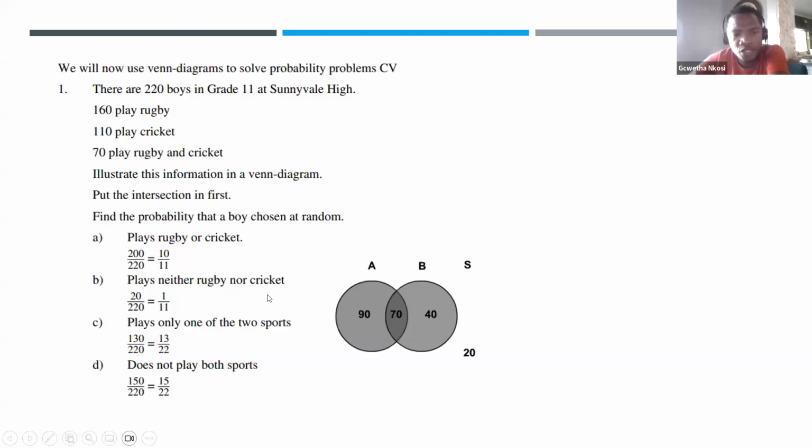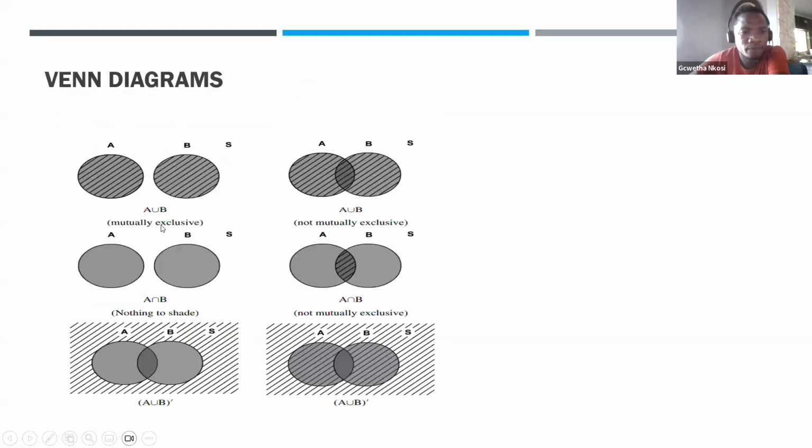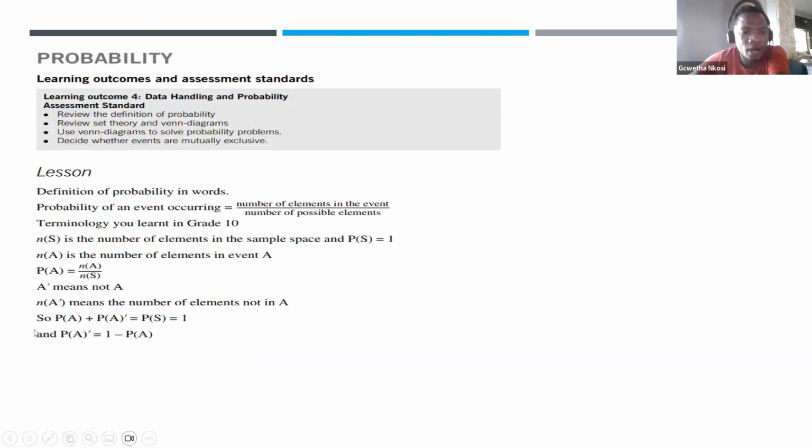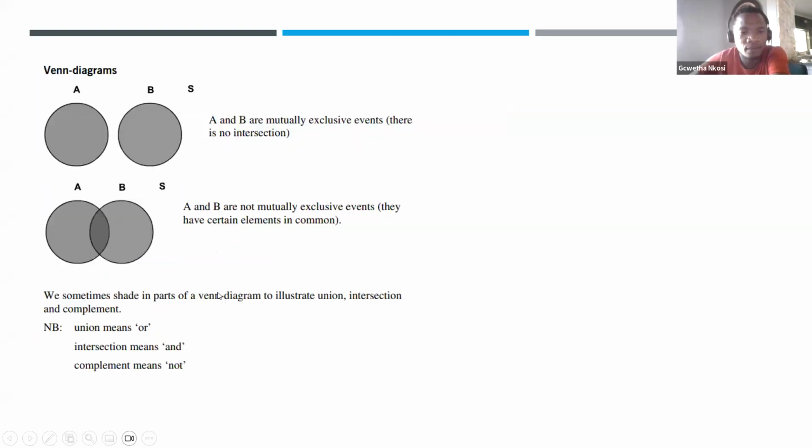Now, the next question says, plays neither rugby nor cricket. So it doesn't play any of the sport. Now we are looking for a complement. That is where the complement comes in. So we are going to say, remember this formula that we have. Now is the time to bring this formula. So now we are going to use this formula. So it doesn't participate in either rugby nor cricket. So now this is the formula that you want. We want those ones who do not participate in anything.